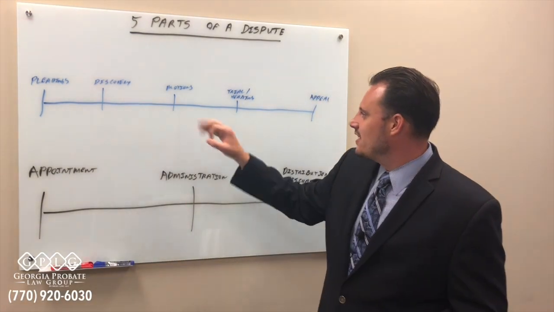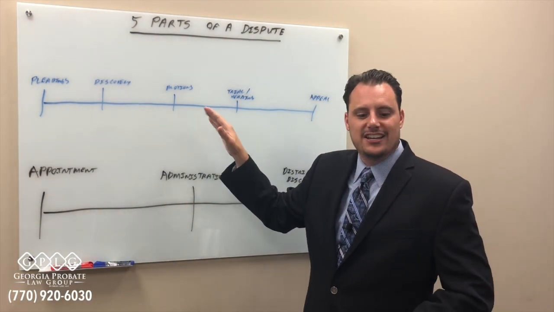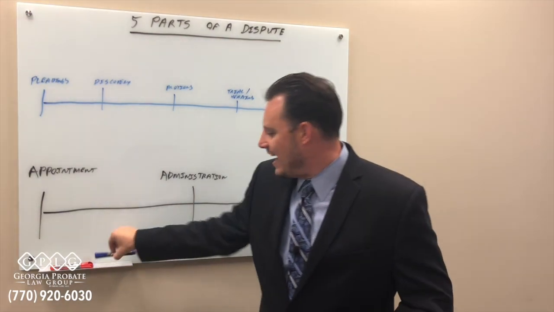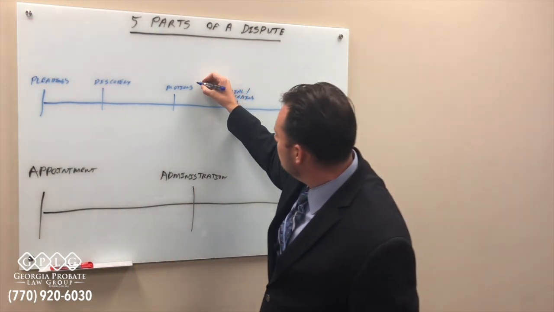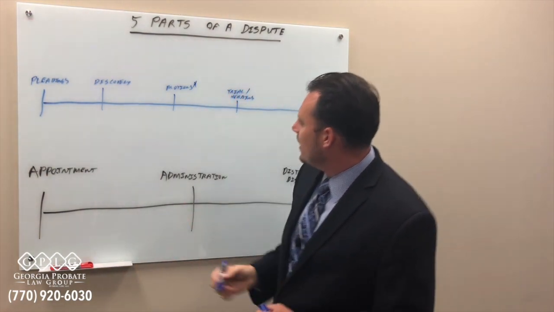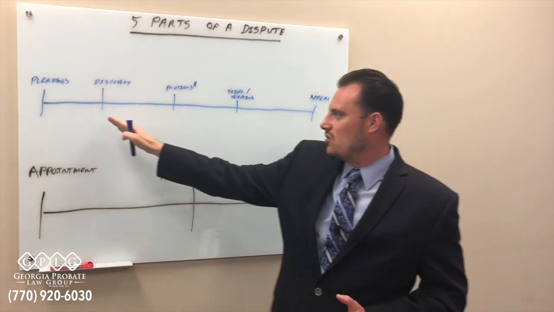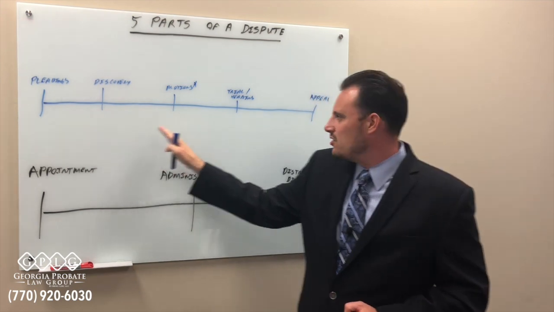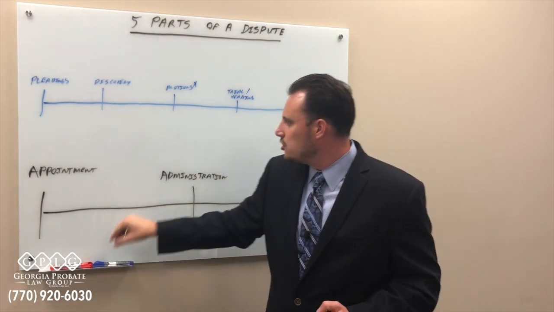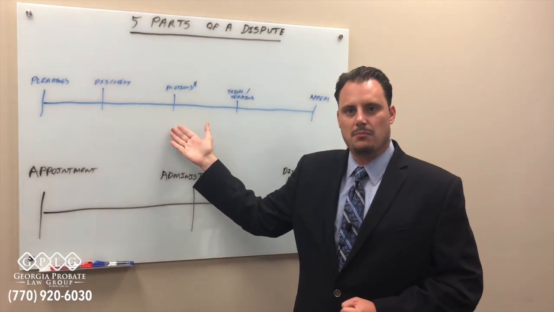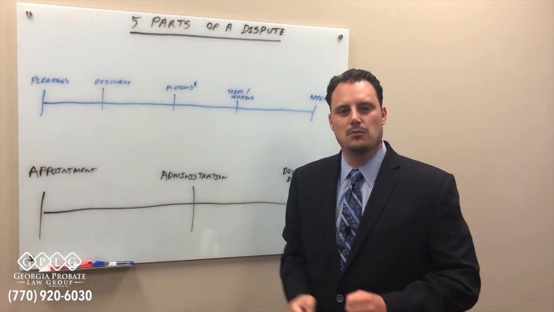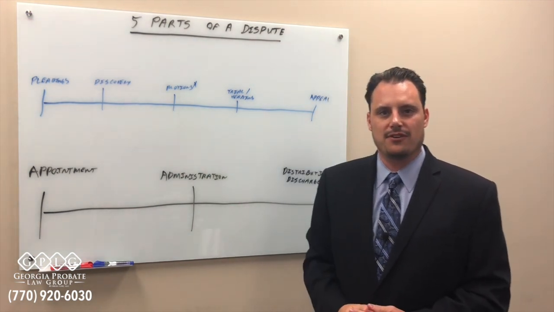The next phase is, or the next part is motions. And I'm going to draw a little asterisk here because I've put motions right here on my diagram, but motions can occur during the discovery phase. They can also occur leading up to trial. So it made the most sense to put them here, but just understand motions can move around a little bit and they happen at different phases.